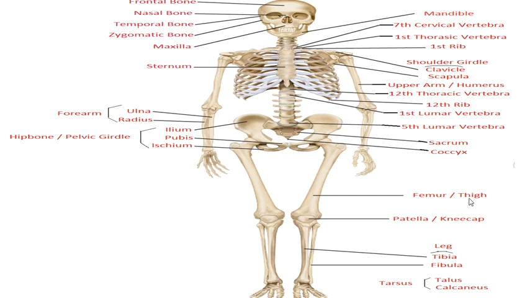Femur is the thigh bone, which we call the thigh, isn't it. Then this is the patella; another name for patella is kneecap. Then for the leg bone, two bones are there, tibia and fibula, both make the leg. Fine. And for the foot bone, tarsus or calcaneus.